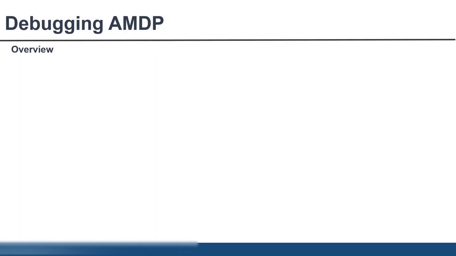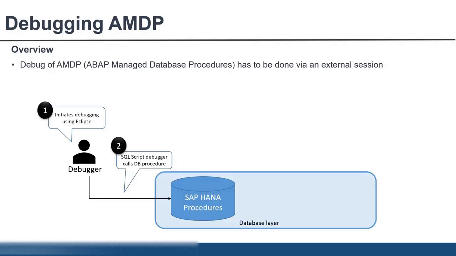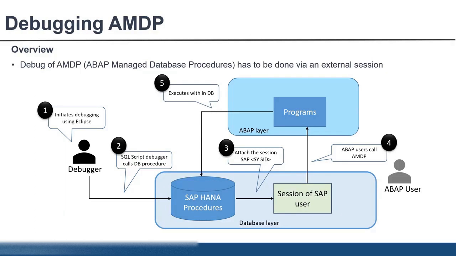Debugging AMDP. AMDPs need to be debugged via an external session. Start the debugger. The script debugger will call the DB procedure. The session ID or the system ID need to be attached. ABAP user calls the program and program gets executed within the DB.